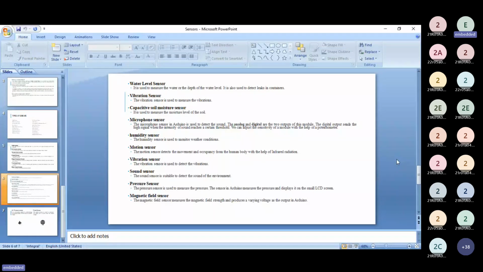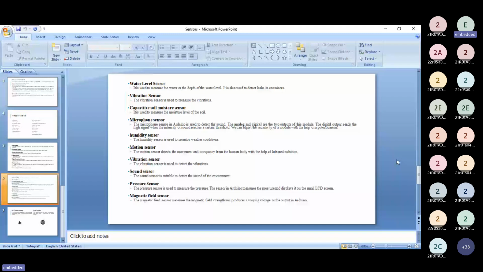Pressure sensor: the pressure sensor is used to measure pressure. The sensor in Arduino measures the pressure and displays it on a small LCD screen. Magnetic field sensor: the magnetic field sensor measures the magnetic field strength and produces a varying voltage as the output in Arduino.